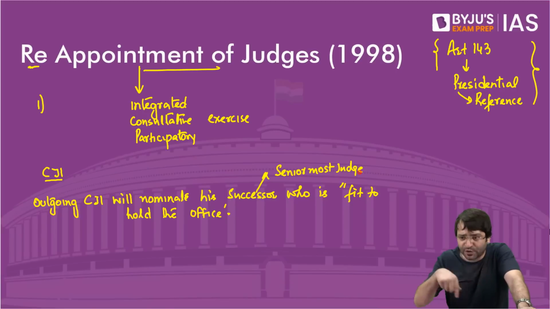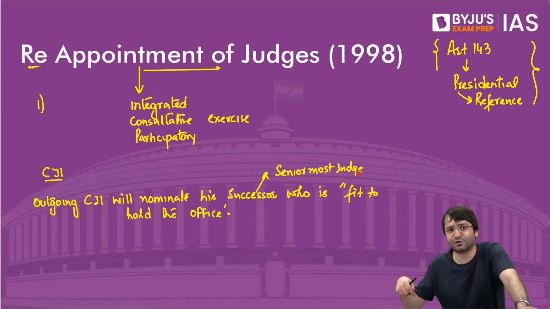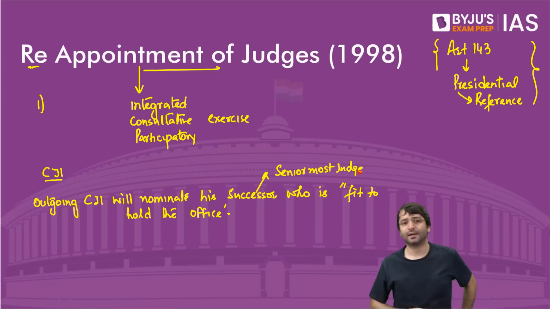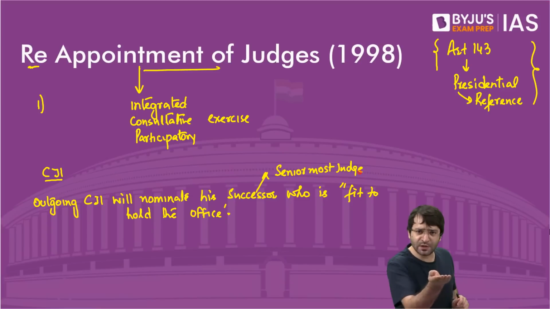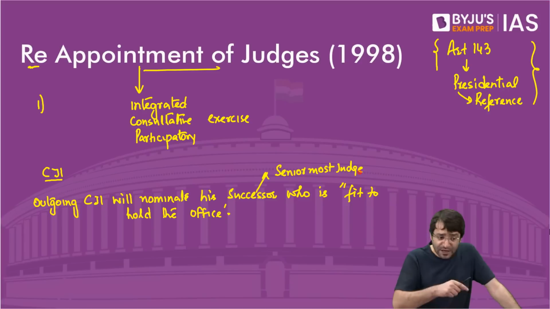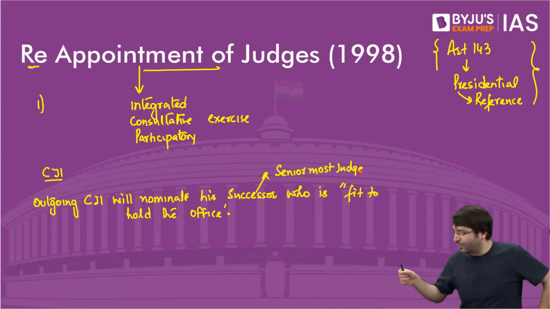Justice Ramana, before his retirement, nominated his successor, Justice U.U. Lalit. Justice U.U. Lalit is the Chief Justice of India. Justice U.U. Lalit, the outgoing Chief Justice, before his retirement, nominated his successor. Who is the successor? Senior most judge of the Supreme Court, Justice Chandrachud, appointed as the Chief Justice of India. That means when you have to appoint the Chief Justice, now the executive will have no role. You just have to issue the formal order saying now this person is the Chief Justice of India. Because the outgoing Chief Justice will nominate his successor.